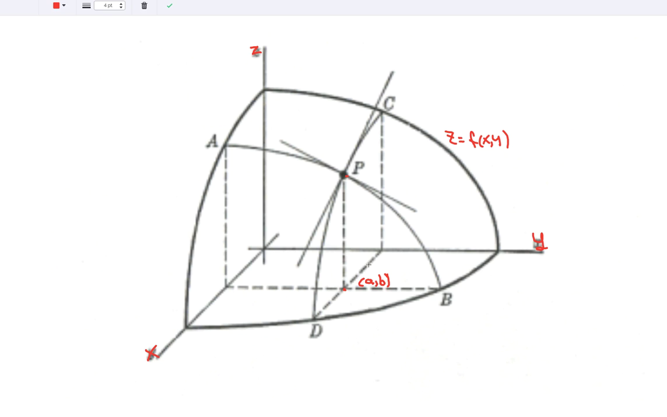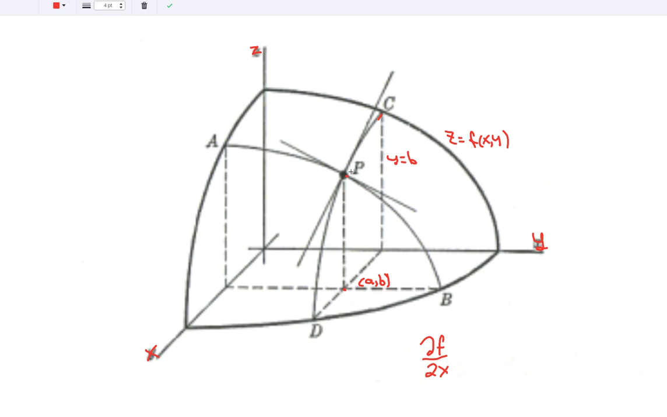Now, let's talk about the partial derivative of f with respect to x at a, b. What would that mean? Well, what's being held constant here? The two independent variables are x and y, so you're holding y constant. So graphically, imagine the plane y equals b intersecting the surface, and we get this curve here from point C to D.